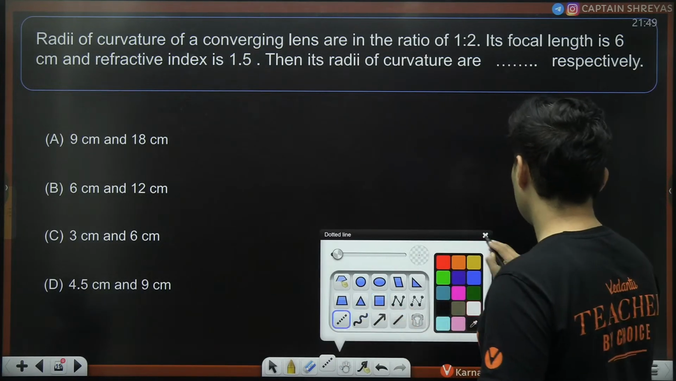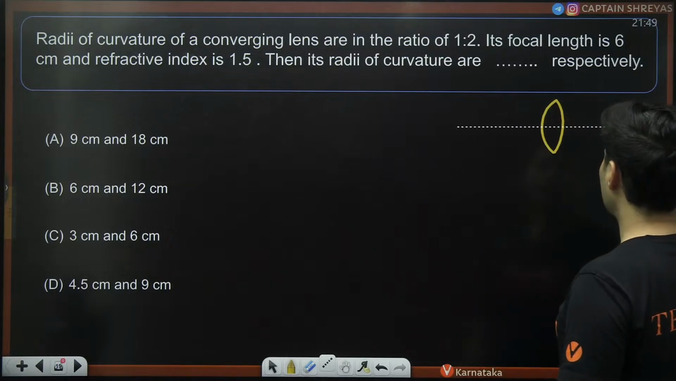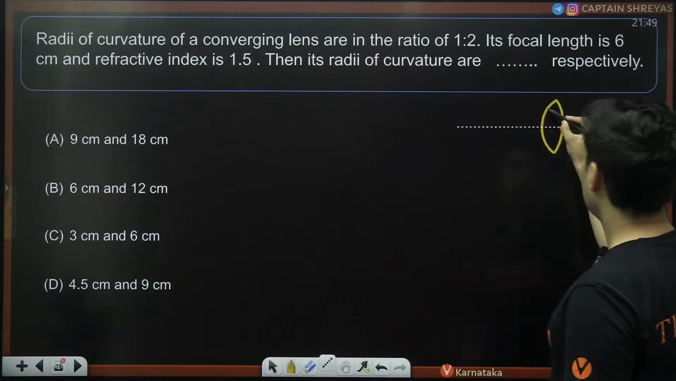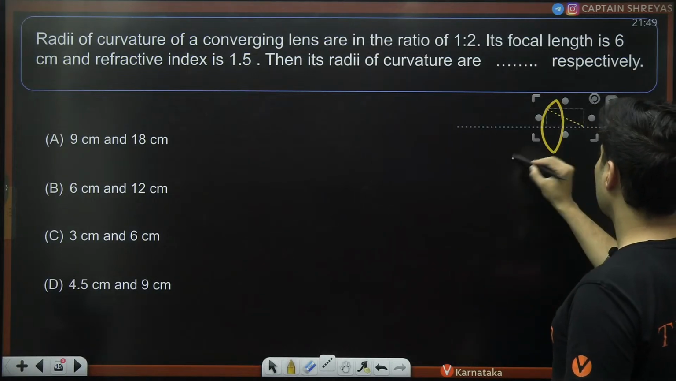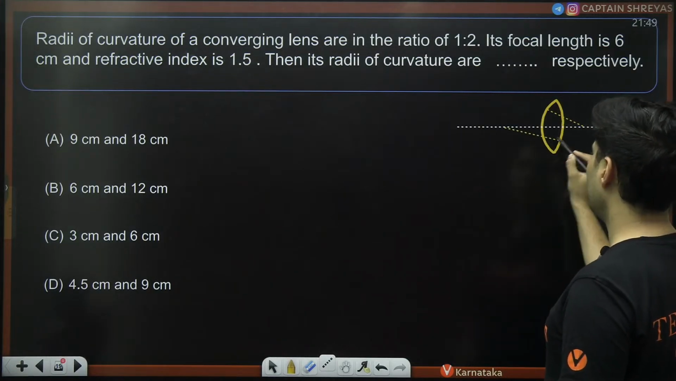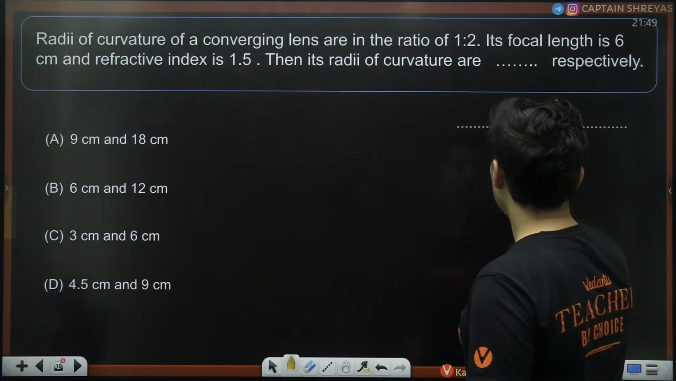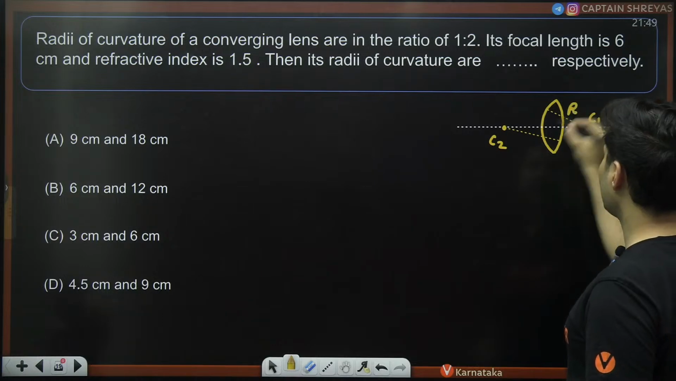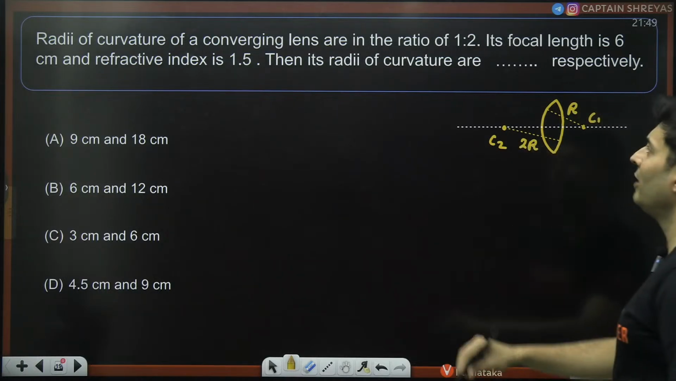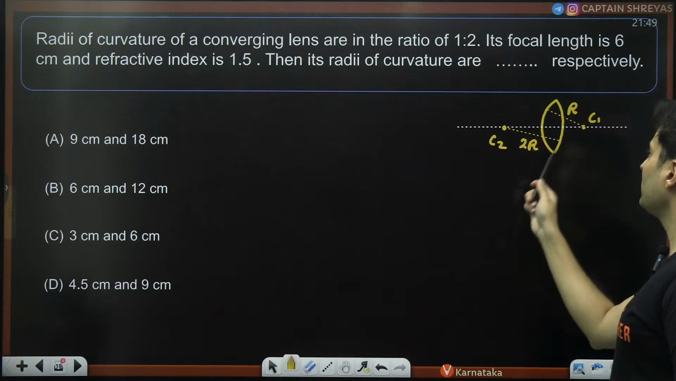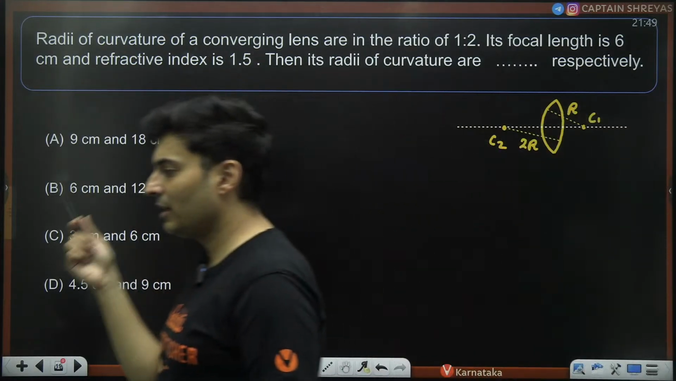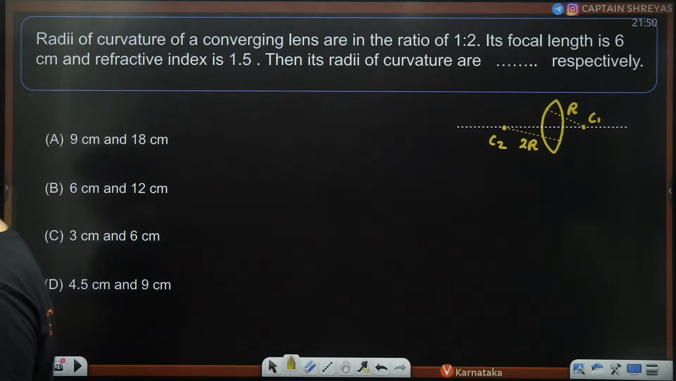Okay. So I'm just going to be very slow with this question. All right. And this is one radius of curvature. This is another radius of curvature. Remember, this will be C2. This will be C1. If this is R, this is 2R. Why? Ratio of the radius is 1:2. This is 1 meter, the other is 2 meter, 1 centimeter, 2 centimeter, R centimeters, 2R centimeters.